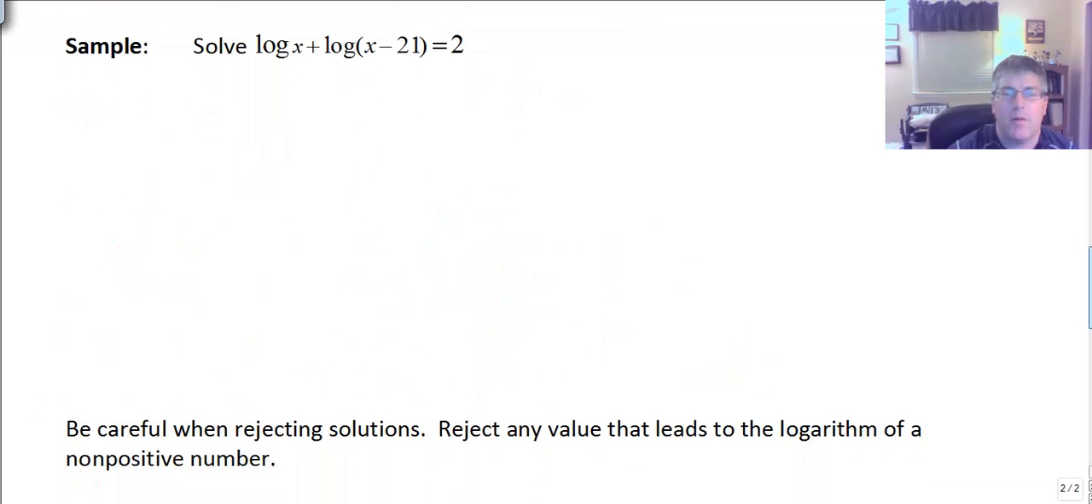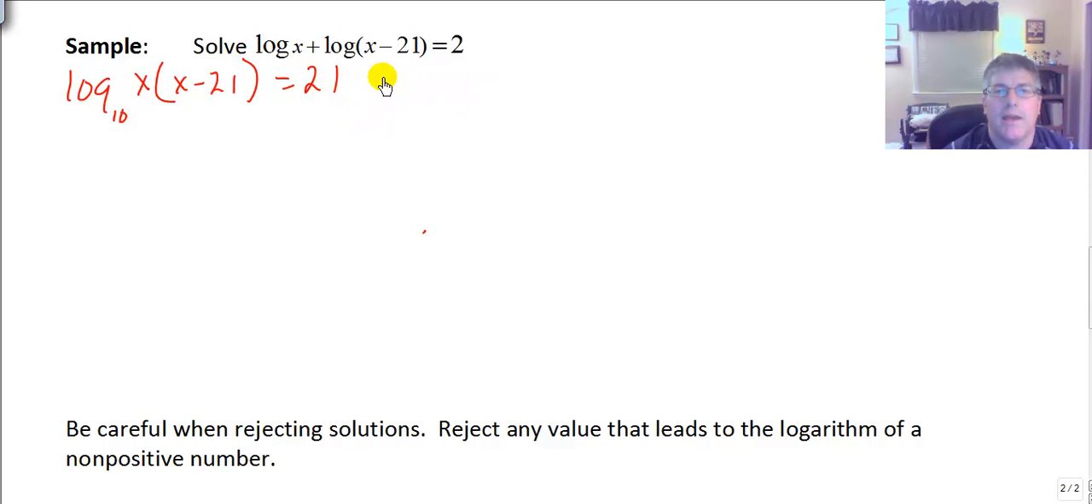Here's another sample, a little bit more complicated than the previous one. Let's see how this one goes. We want to solve log of x plus log of x minus 21 equals 2. Well, doing the reverse of the product rule, we have log, our common logarithm, log base 10, we wouldn't normally write the 10, of x times x minus 21 equals 2.